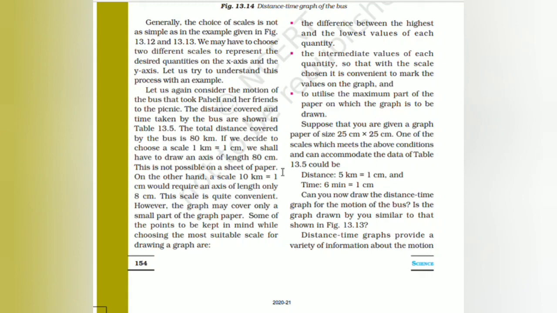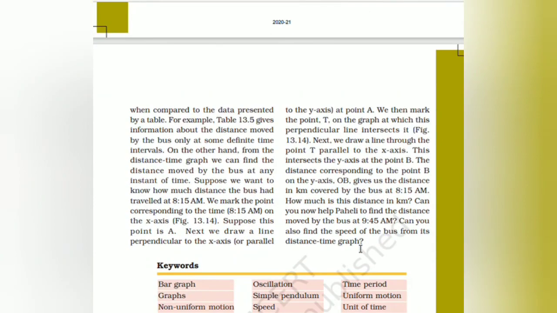Suppose that you are given a graph paper that is 25 centimeters by 25 centimeters. One of the scales which meets the above condition can accommodate the data of time. Everything is represented in a graph with x and y axes, and which position we have to draw the distance and which position we have to draw the time is given in this paragraph.